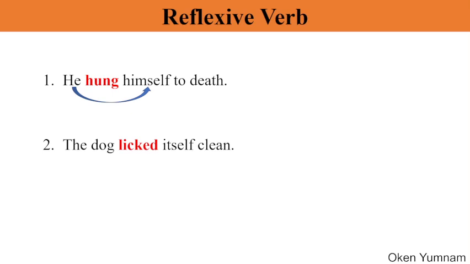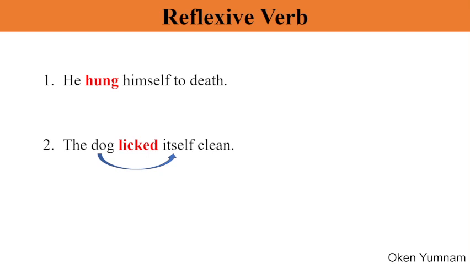Means the verb is used in its reflexive form. Similarly, the dog licked itself. Itself is the dog. So when the object and subject is the same, at that time we call the verb is in reflexive form. And how to identify a reflexive verb is that we will always find a reflexive pronoun following the verb.